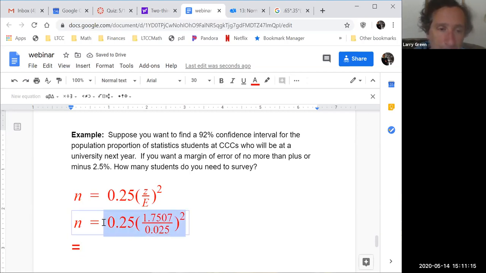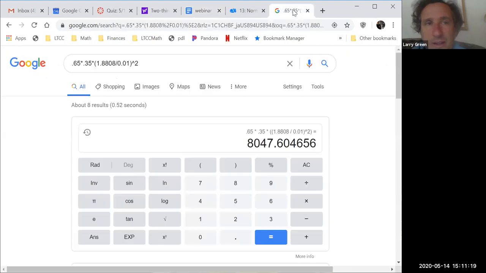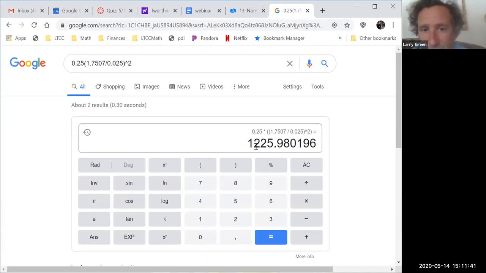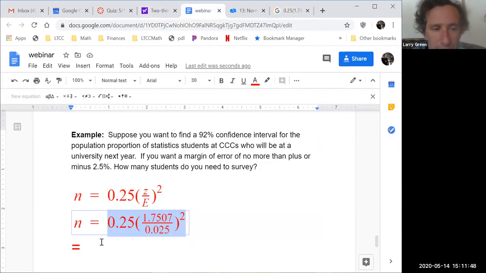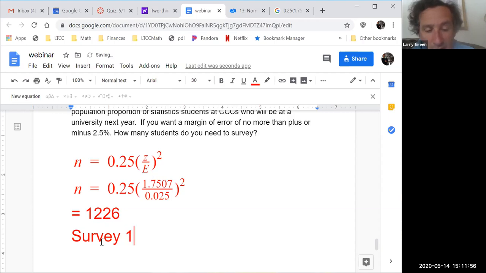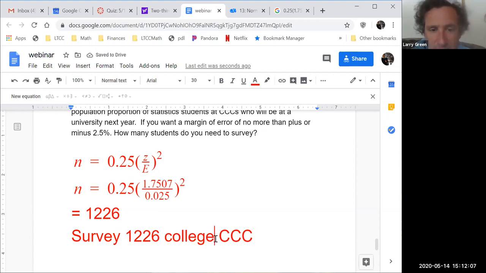You can put that in your calculator. So you should hopefully be able to put that in your calculator. That's 0.25, 1.7507 divided by 0.025, squared. And notice we get 1225.98. Always round up. So 1226. So a survey of 1226 college students. Let's go CCC. Students, so California Community College students.